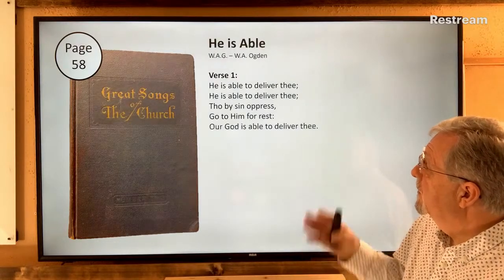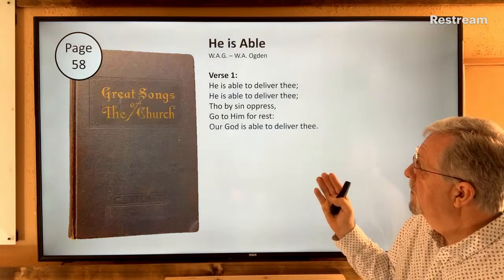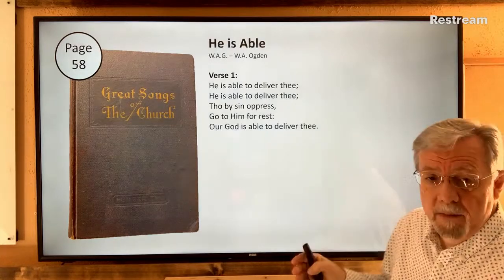He is able to deliver thee. He is able to deliver thee. Though by sin oppressed, go to him for rest. Our God is able to deliver thee.